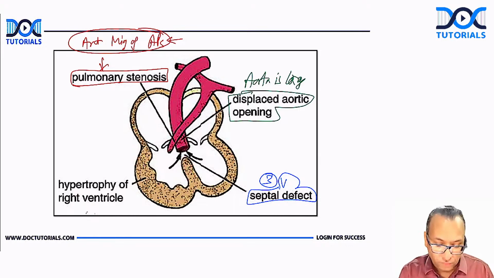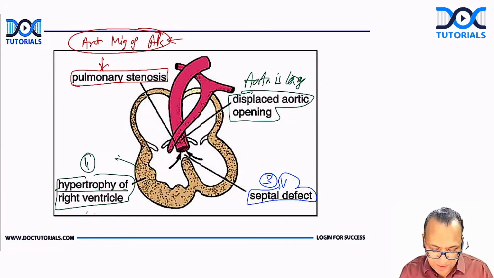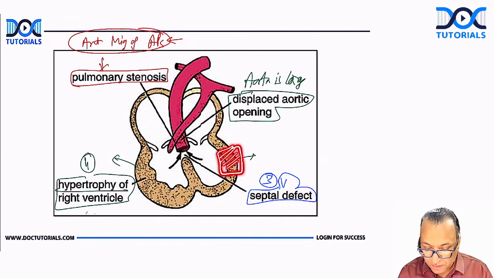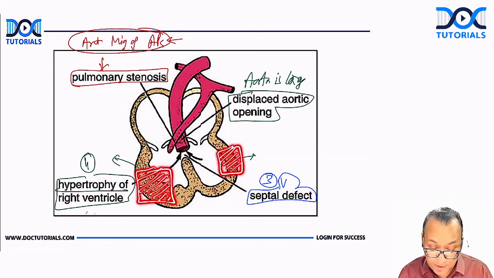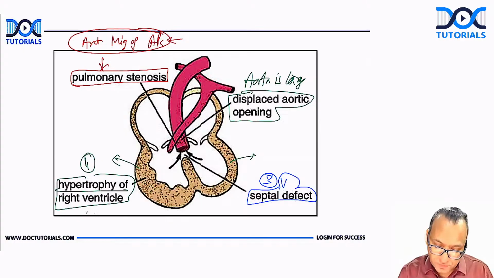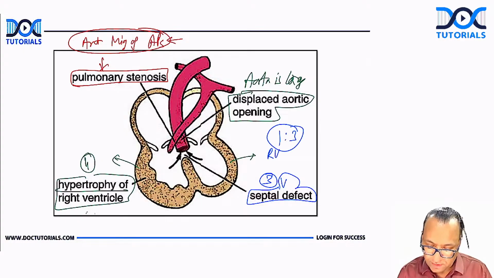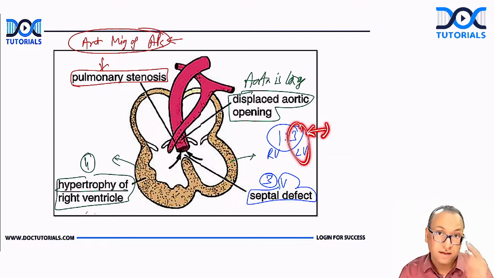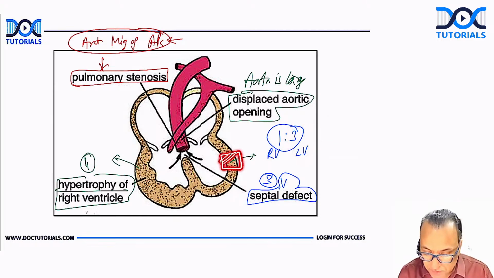What will be the fourth thing? Look at the poor right ventricle now. It is undergoing hypertrophy. It is becoming thicker than the left ventricle. Normally the left ventricle is thicker, but here the right ventricle has become thicker than the left ventricle, which is strange. Normally, what is the ratio? The normal ratio is 1:3, right ventricle to left ventricle, because the right ventricle sends blood into the lungs, but the left ventricle has to send blood to the system. But look at the thickness now. The right ventricle is 3 times thicker now.